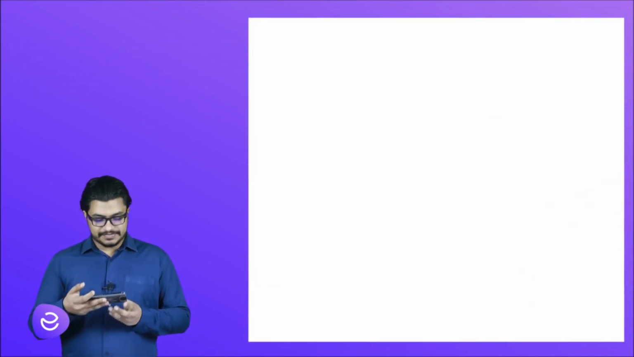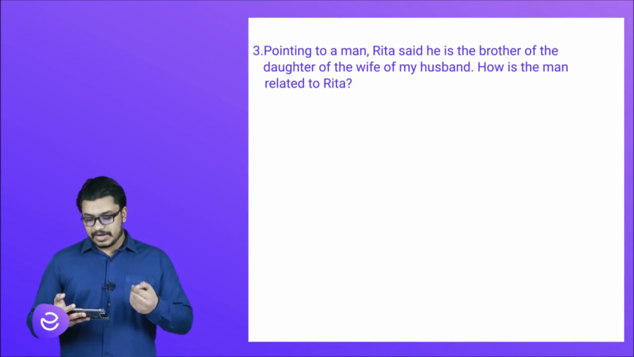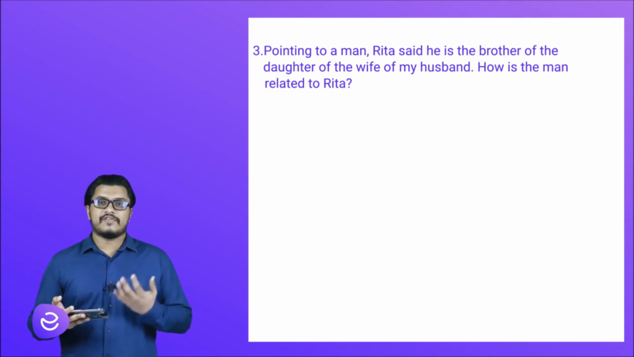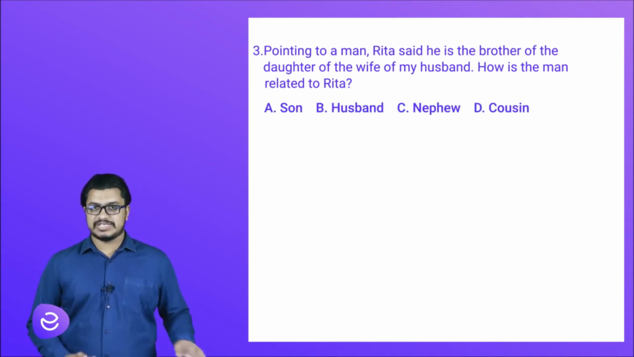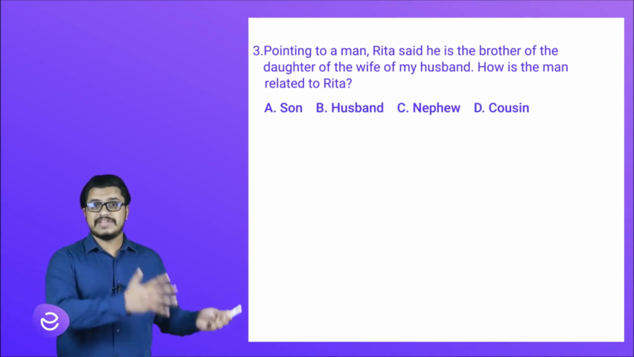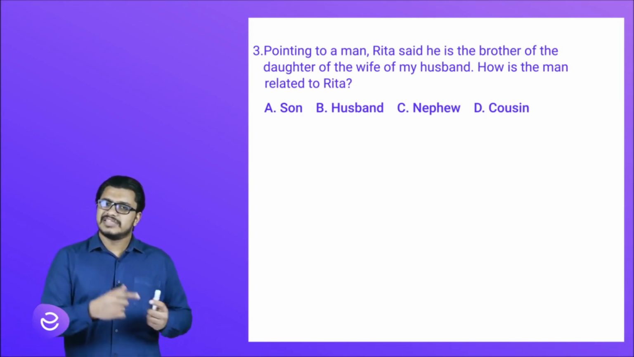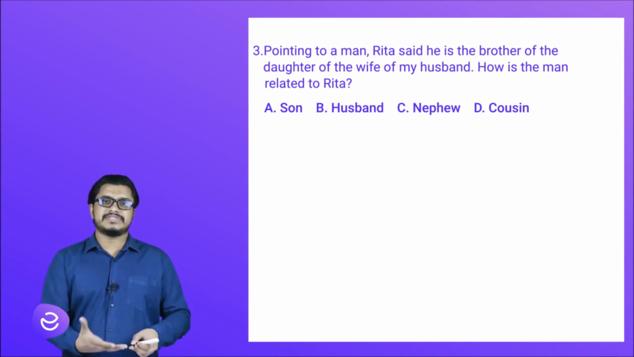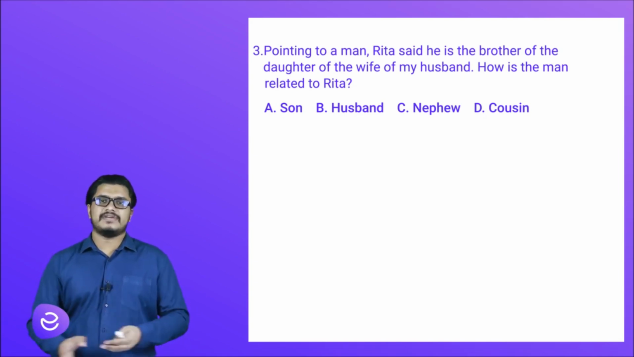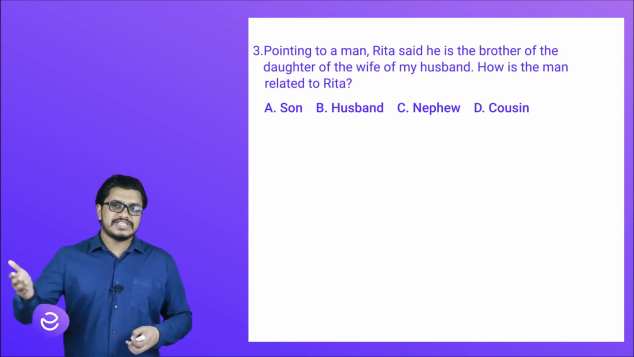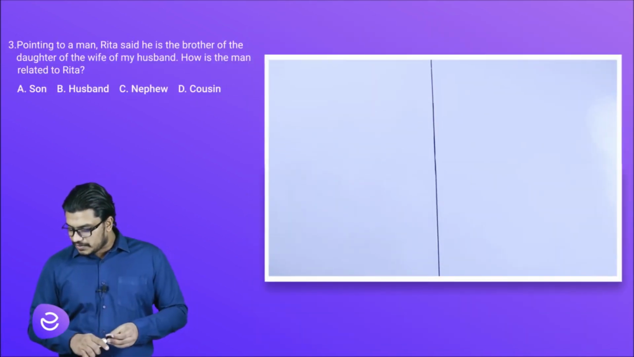The next sample question: pointing to a man, Rita said, "He is the brother of the daughter of the wife of my husband. How is the man related to Rita?" So this is comparatively an easy question because the word "is" comes in the very beginning. So we don't have to draw two diagrams because just before "is" there is only one person. So that person is the last person. So we don't have to draw two diagrams, just one diagram, and every relation is followed by the word "of". So we'll just have to start from the back and go to the front and we'll get the answer. So we'll start with Rita.